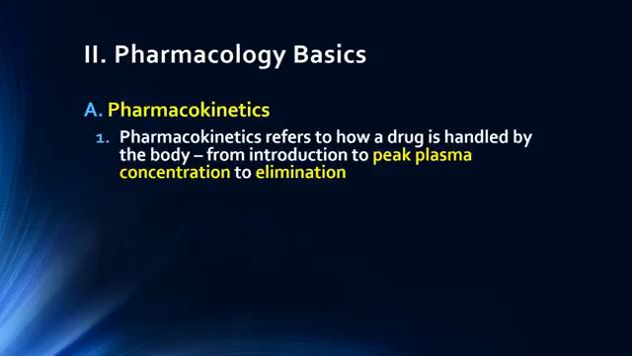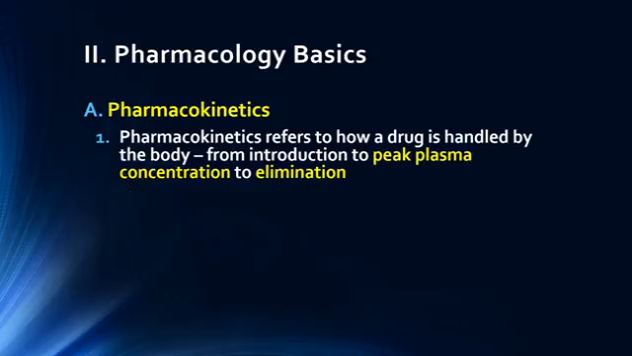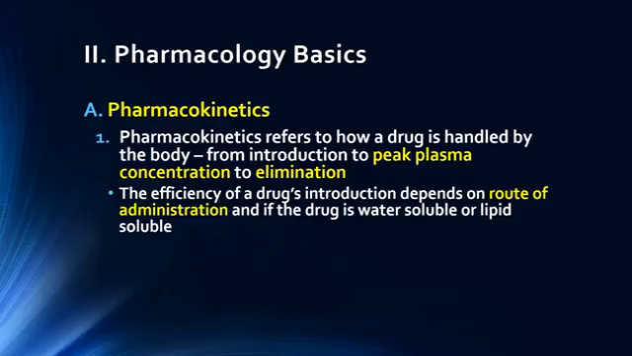We'll start with pharmacokinetics. Pharmacokinetics refers to how a drug is handled by the body from its introduction to the body to its peak plasma concentration to its elimination. Peak plasma concentration refers to the point at which a drug has reached its peak levels within the blood. Elimination then refers to how long it takes a drug to be eliminated from the body.